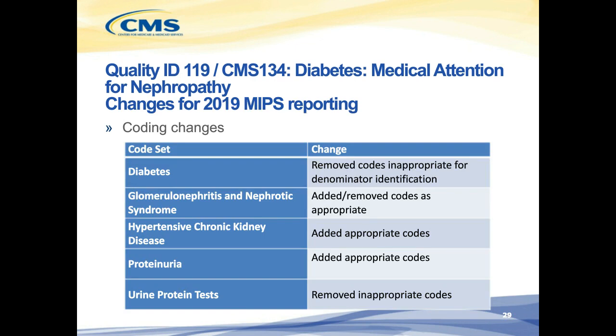As far as changes to the value sets, we have that same change for the diabetes value set where we removed some codes we thought were inappropriate. We also added and removed codes for the glomerular nephritis and nephrotic syndrome value set, the hypertensive chronic kidney disease value set, and the proteinuria value set, where we added some codes that we decided were appropriate to be included in the value set. And then we also removed some codes from the urine protein test value set.